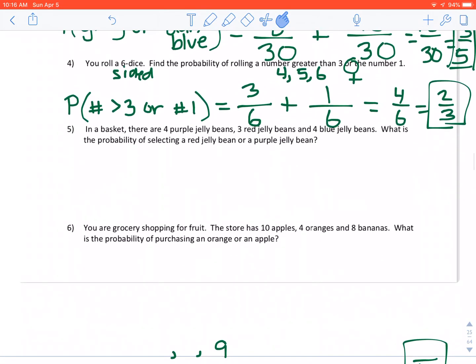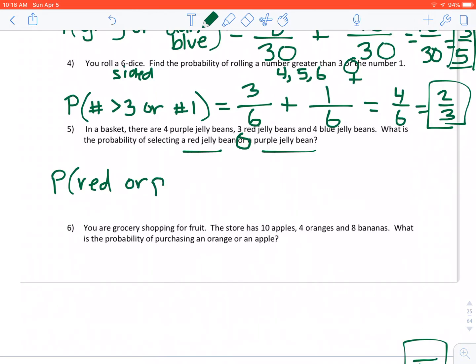Okay, number 5. In a basket, there are 4 purple jelly beans, 3 red jelly beans, and 4 blue jelly beans. What is the probability of selecting a red jelly bean or a purple jelly bean? So probability of red or purple. Okay.